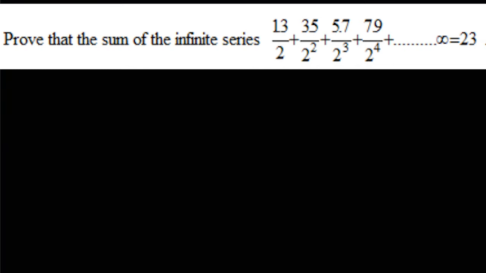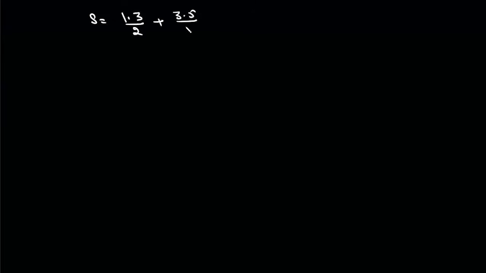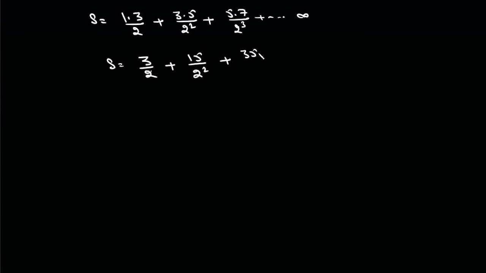Now here the question, we are given this infinite series, which is 1 into 3 upon 2 plus 3 into 5 upon 2 square plus 5 into 7 upon 2 cube up to infinite. So this series is actually 3 by 2, 15 by 2 square, 35 by 2 cube up to infinite.